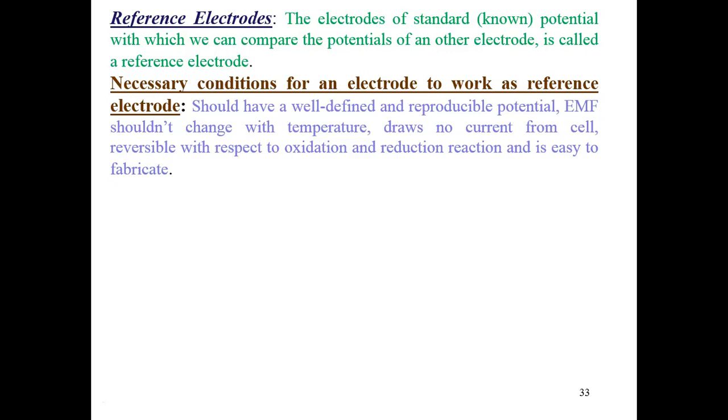And the third condition is that it is working in equilibrium. While measuring the potential of the cell, it draws no current from the cell. Also, at this electrode, both the oxidation and the reduction reactions are equally favorable, and it is easy to fabricate. So these four or five conditions are necessary so that any electrode can work as a reference electrode.